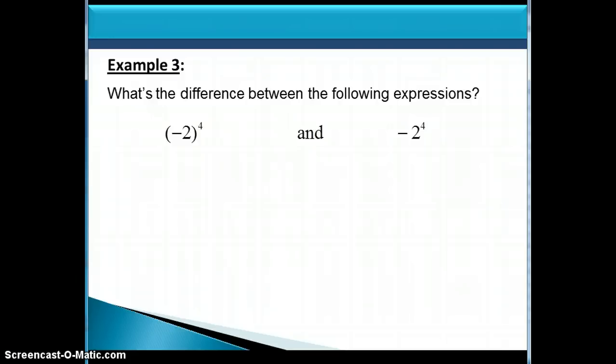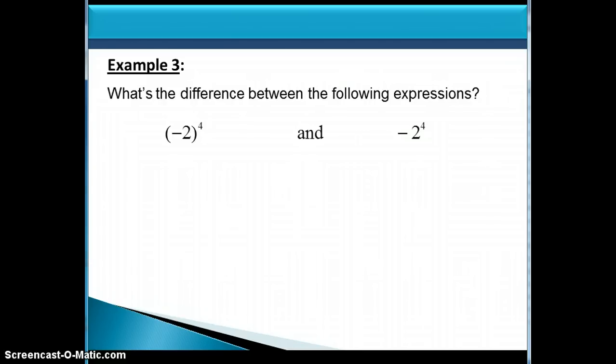Now let's talk about exponents a little bit further. Now that we've learned about negative integers, let's see how exponents are applied to negative integers. Now look at these two expressions. What do you think the difference is between these two expressions?